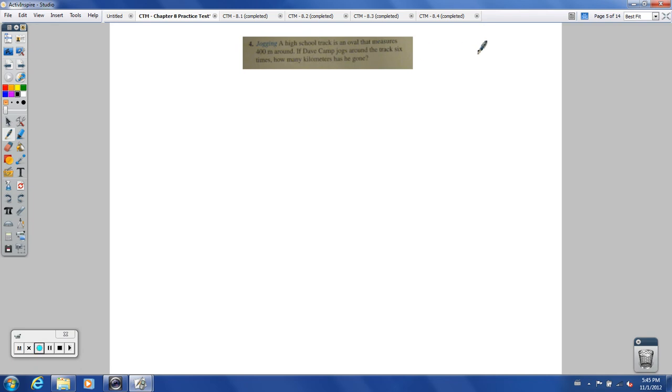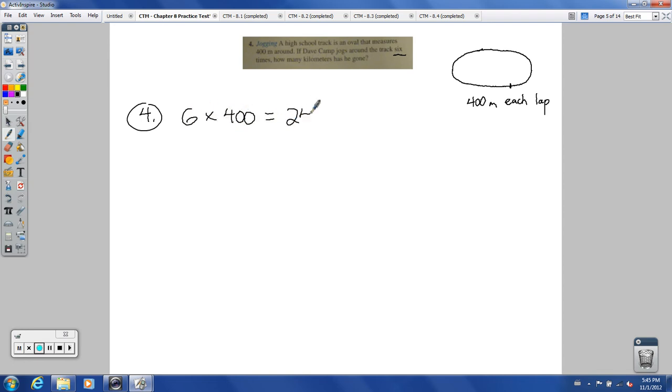So those of you that are visual thinkers, this is kind of what the track would look like. Each time around, you usually have the start and finish line right about here. Then you go around once. That's going to be 400 meters for each lap. And so how many laps did he go? He's doing 6 times around, so that's 6 times 400, that's 2,400 meters, but the question asks what it is in kilometers instead, so we have to change this to kilometers.